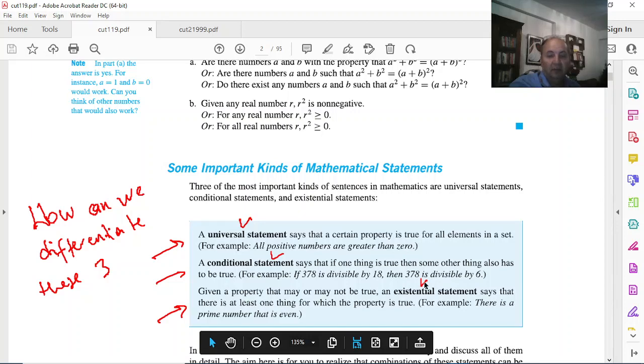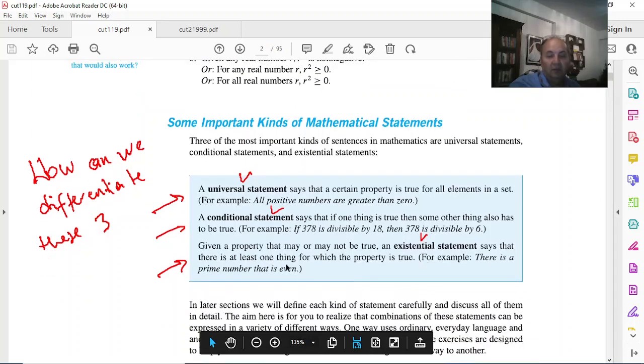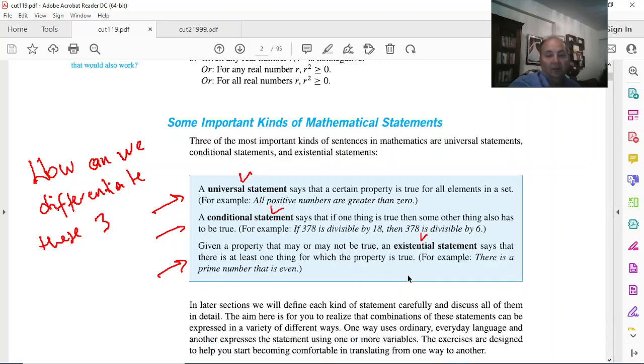And the existential one requires at least one thing: there is a prime number that is even, there exists an even prime number. In that case, one example, one satisfying prime number, is enough.